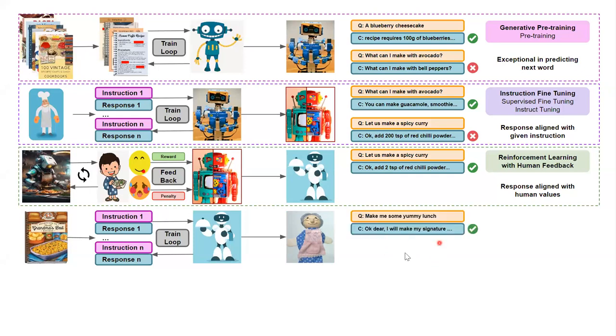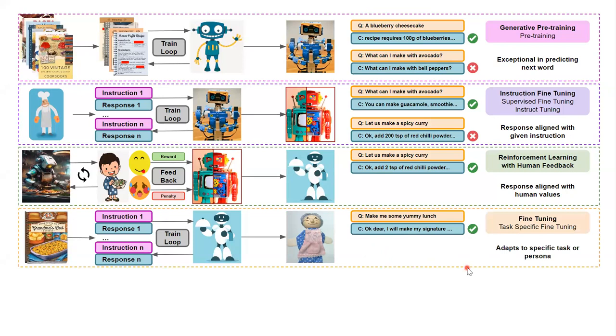So he says, make me some yummy lunch. Then the bot says, okay, dear, I will make my signature, and on and on. Now, this is called fine tuning, or domain specific or task specific fine tuning, because it can adapt to a specific task or persona or a domain. Now, this is an optional step. Okay. Let's say there is a different use case.